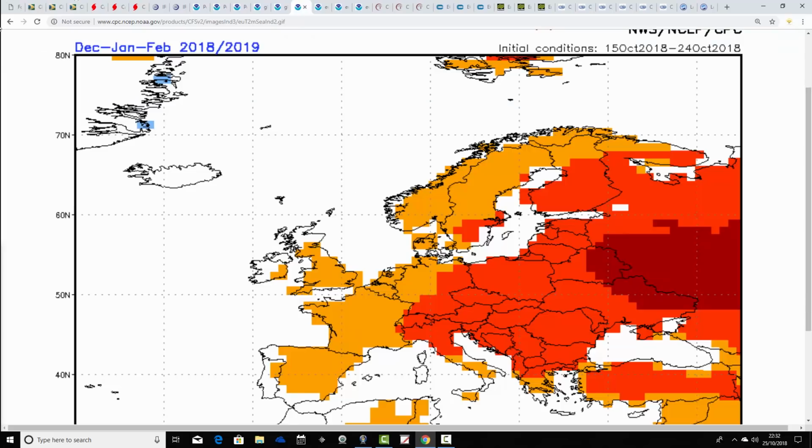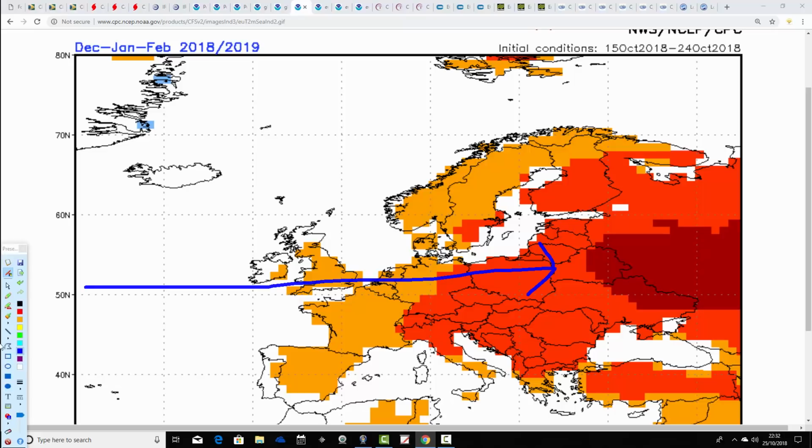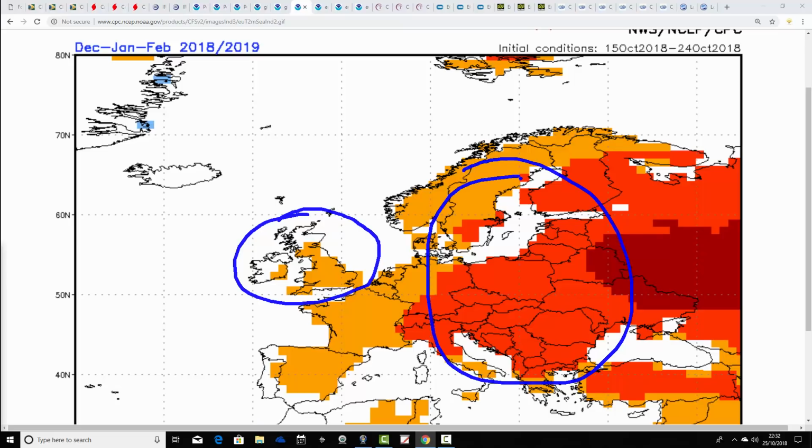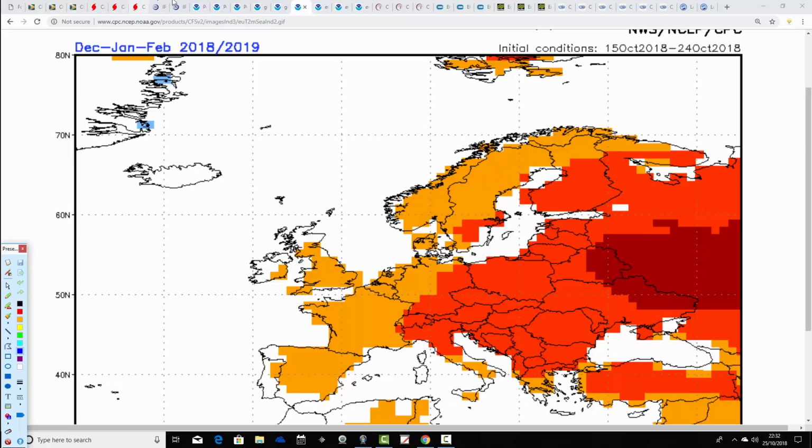This is the temperature anomaly from CFSv2 for the winter of 2018-19, and it's a mild winter being forecast overall, with those westerlies coming in from off the Atlantic. Actually, the UK is one of the cooler places in Europe, and Ireland too, because at least we do have a few areas of average temperature anomalies, whereas most of northern and particularly eastern Europe are coming out much warmer than average through this winter.